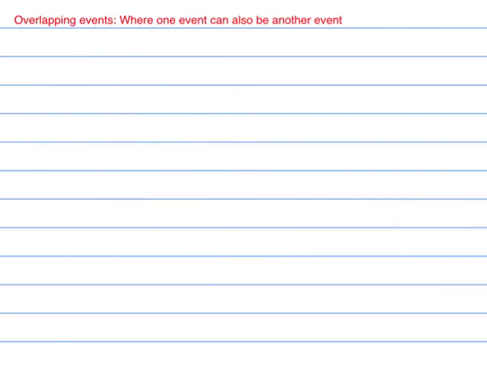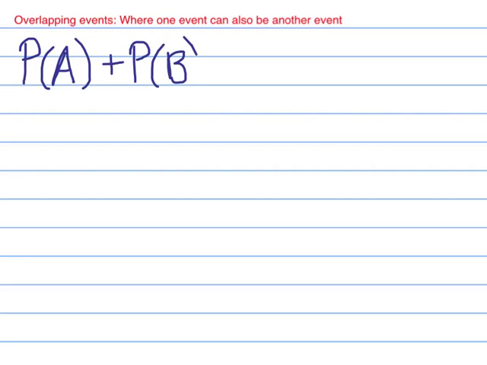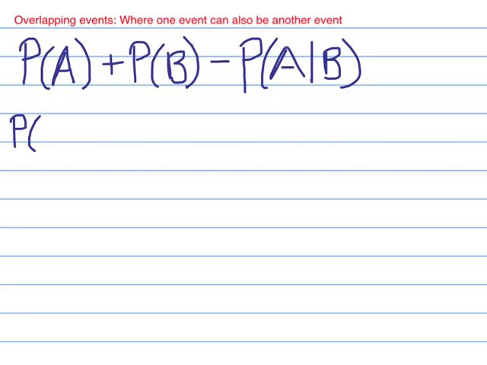So the formula for overlapping events is very similar to regular events. Probability of A plus the probability of B minus the probability of A given it is also B. So let's say we want to find the probability of drawing a 7 or a red card.